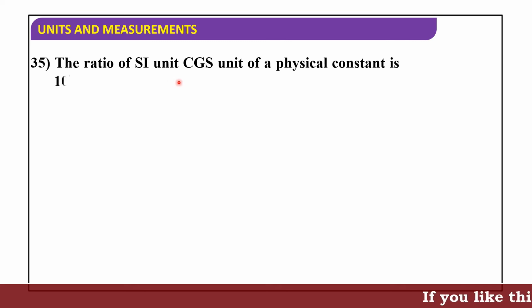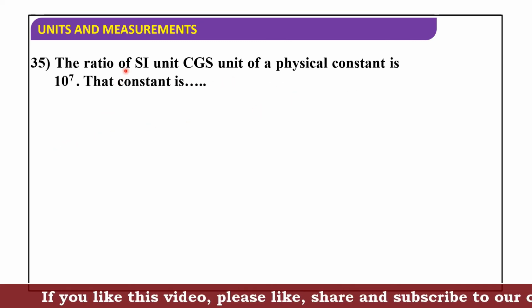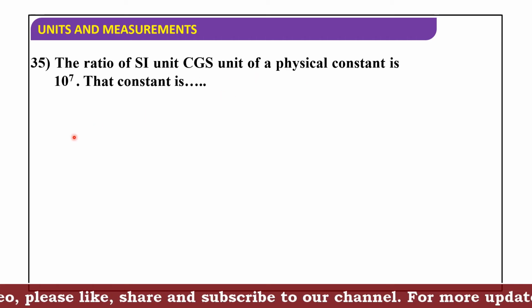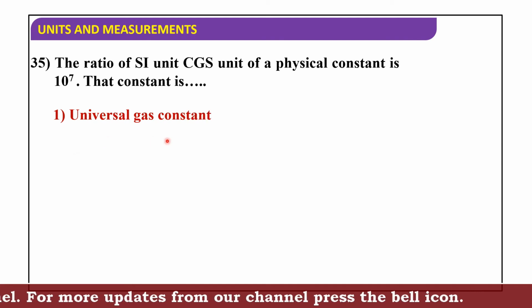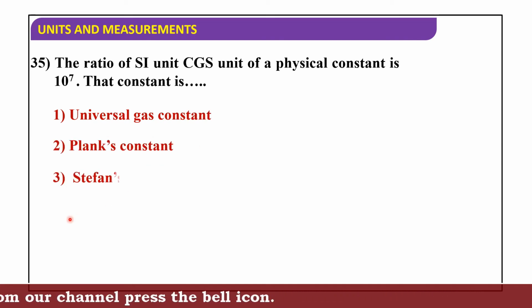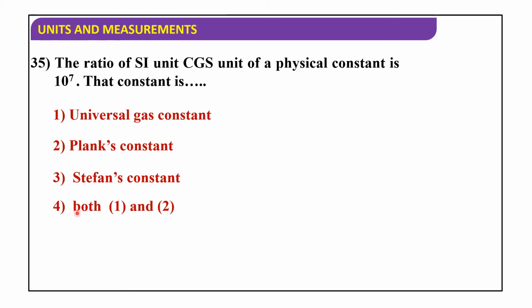Next. The ratio of SI unit to CGS unit of a physical constant is 10 to the power of 7. That constant is universal gas constant, Planck's constant, Stefan's constant, both 1 and 2. Here the ratio of SI unit to CGS unit of the physical constant is 10 to the power of 7. So that is both 1 and 2, universal gas constant and Planck's constant.